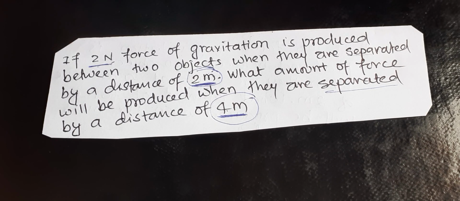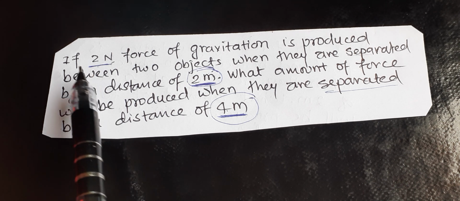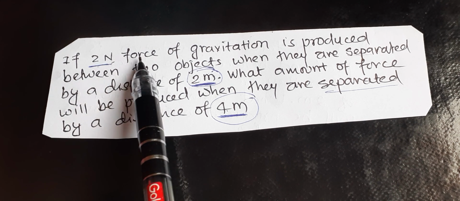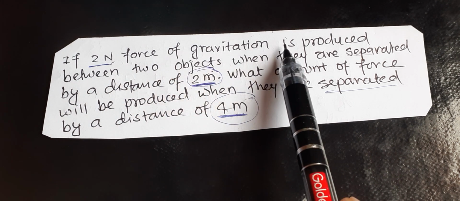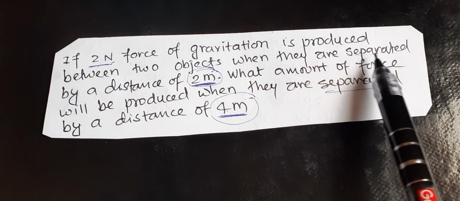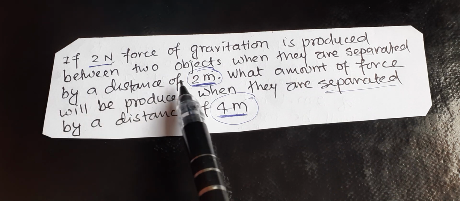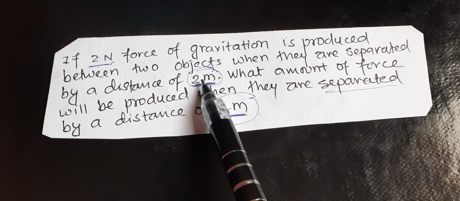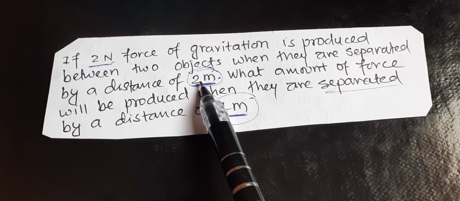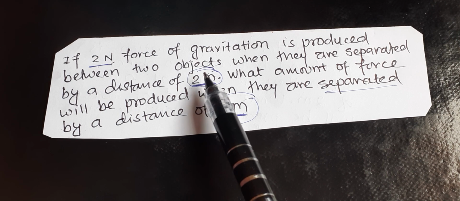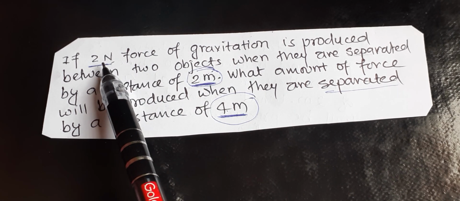Okay, let's see this problem. Look at this problem. If 2 Newton force of gravitation is produced between two objects when they are separated by a distance of 2 meters, it is given that they are separated by 2 meters, means the distance between the two objects is 2 meter, and the force of gravitation produced between that two bodies is 2 Newton.